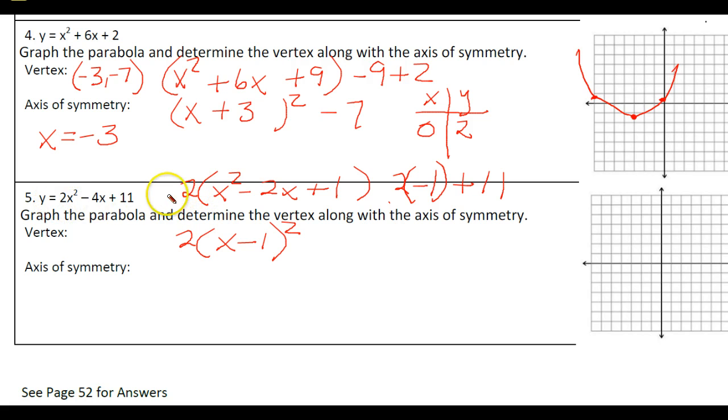So in example 5, we are factoring out a 2 from our first two terms here, bringing over the 11, and then completing the square, taking half of a negative 2, getting a negative 1, squaring the 1 gives you a positive 1, but to keep it equal, we have to subtract the 1, and of course we factored out a 2, so this then becomes a minus 2 plus 11, so this is going to end up being a positive 9.